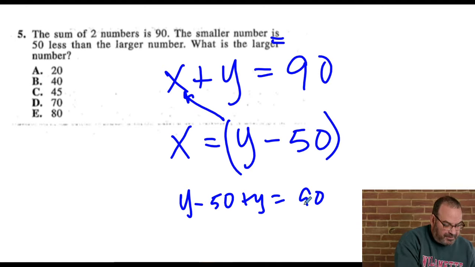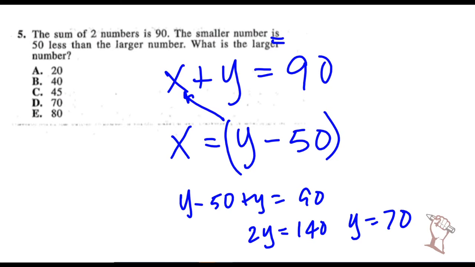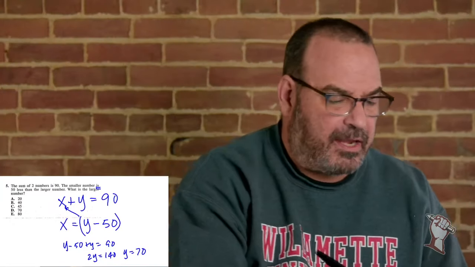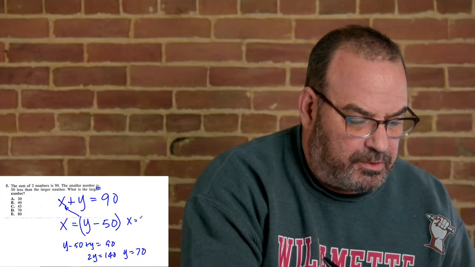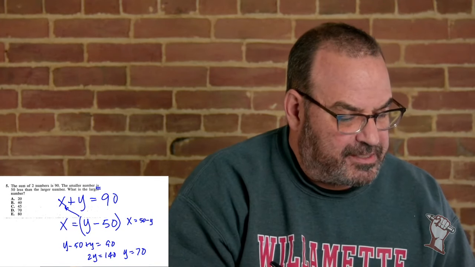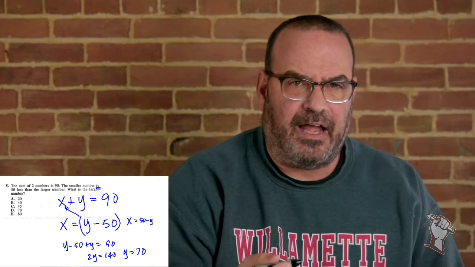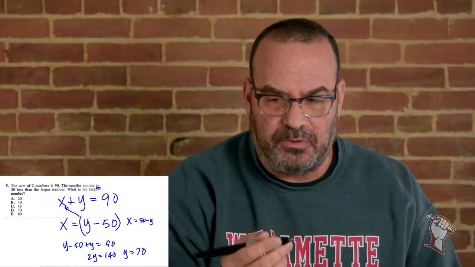Let's add 50 to both sides. I get 2y is equal to 140. y is equal to 70. That's the larger number. Let's do this backwards. Let's do x is equal to 50 minus y. And if I substituted that, the y's would cancel. So it's number 5. I can't do that. Sometimes they do that.